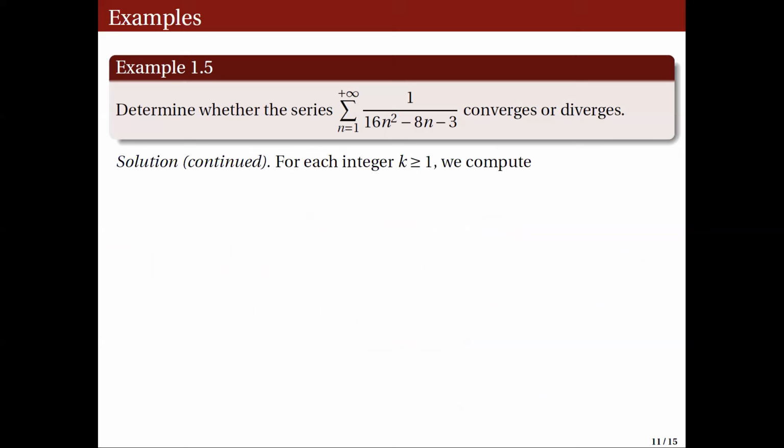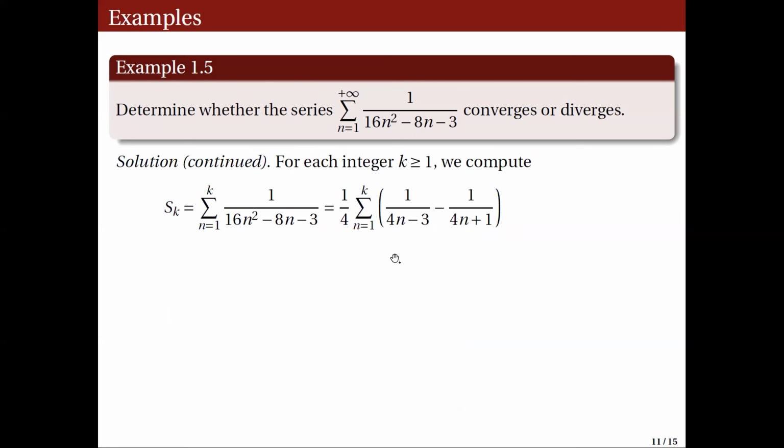Let's now continue our solution. For each integer k greater than or equal to 1, we compute the k-th partial sum, which is equal to the sum of the first k terms of our series. Therefore, we have to use the partial fraction decomposition of 1 over 16n squared minus 8n minus 3, wherein we put 1/4 outside of the sum, and thereby consider the sum of this expression from n equals 1 to k. If we expand this sum fully, we will get this.